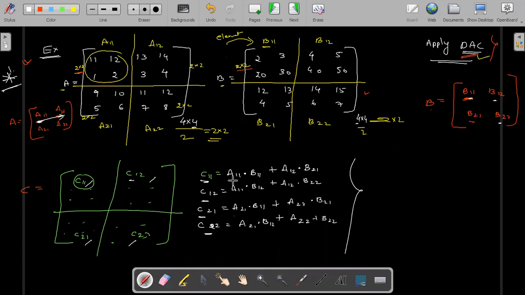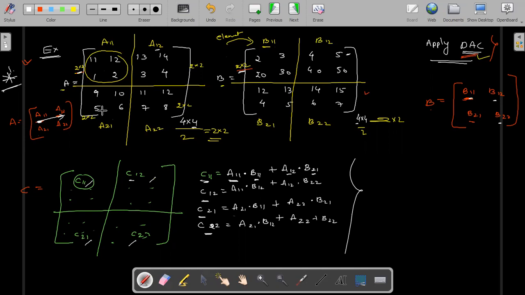Nothing but here also you can see, that is why exactly I am saying A11 is nothing but what? 2 cross 2 matrix. B11 is nothing but what? 2 cross 2 matrix. Again, A12 is 2 cross 2 matrix, B12 is again a 2 cross 2 matrix. In these, 4 elements are there.